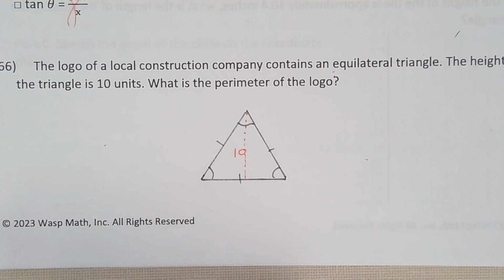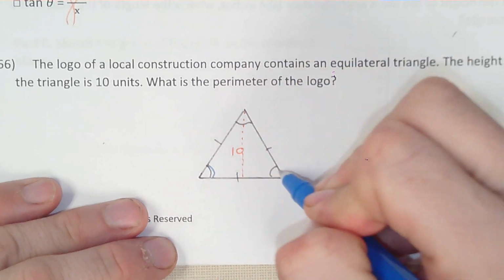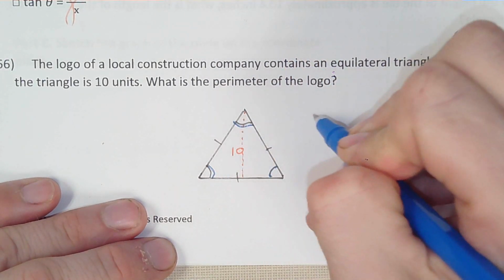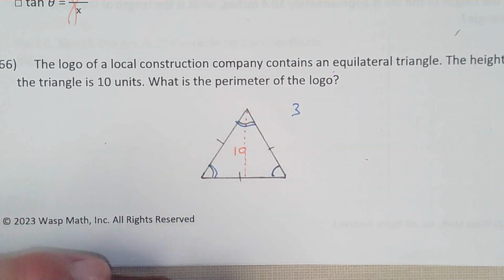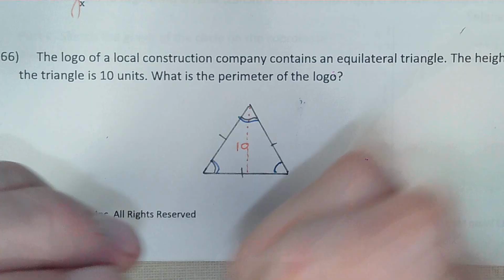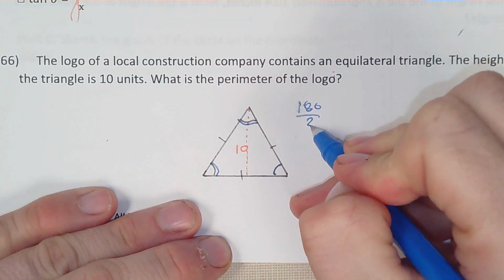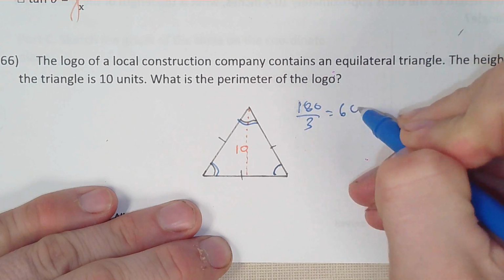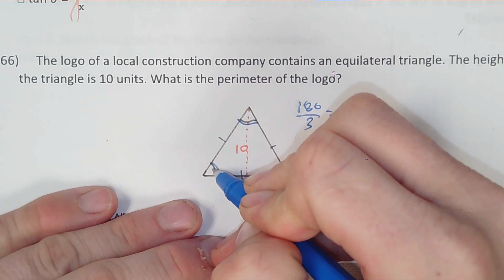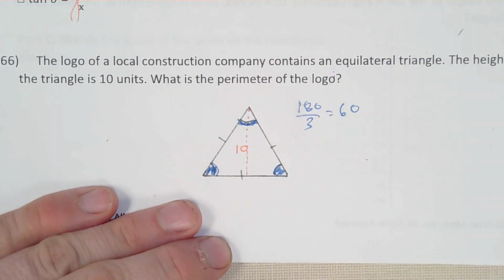All right, so each one of these angles here, we're going to use blue. There are 180 degrees in a triangle, and there are 3 angles that are all equal. So each one of those angles is 60 degrees. Each one of these blue angles here is 60 degrees.